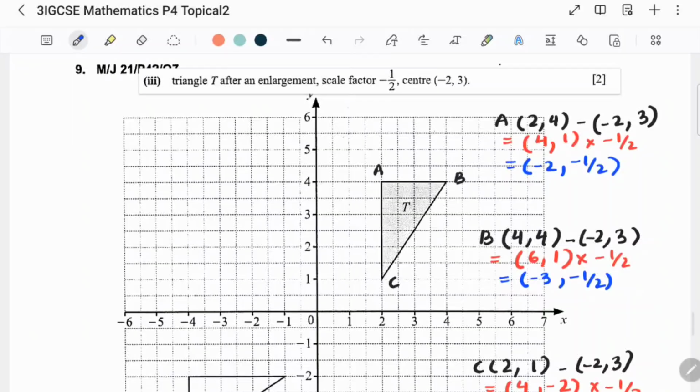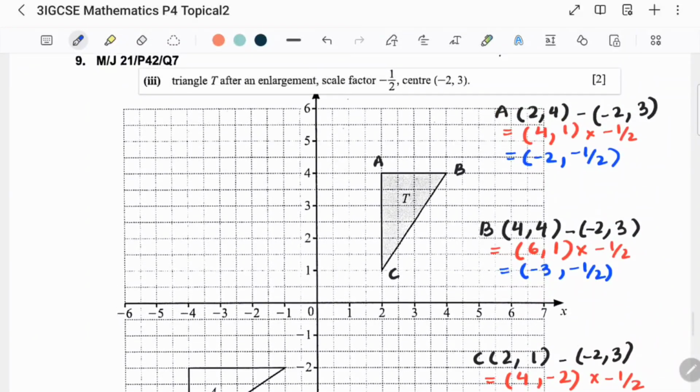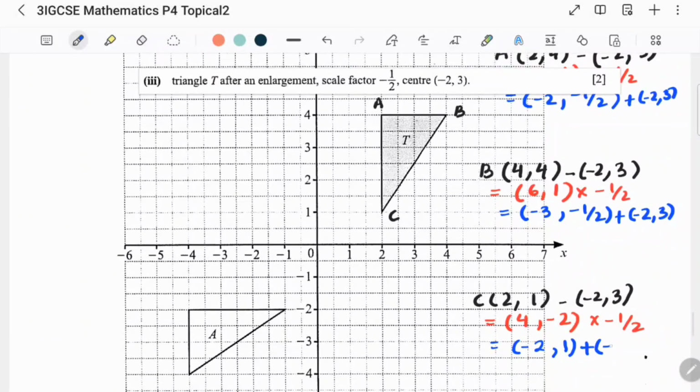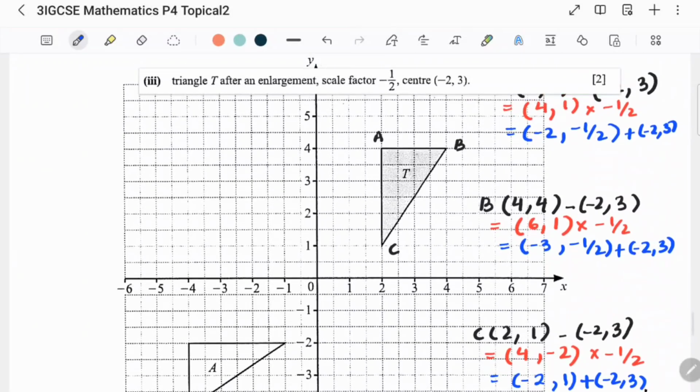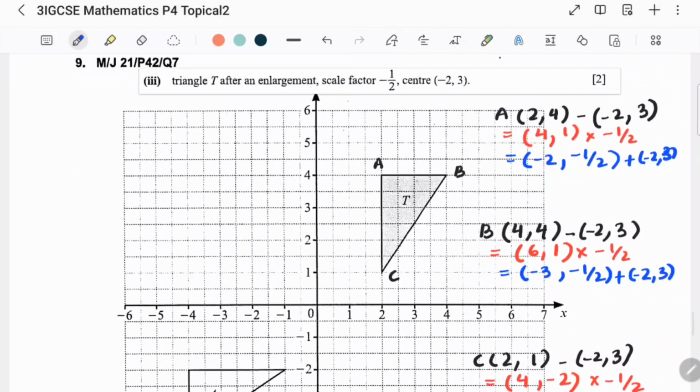Subtract the center, multiply with the scale factor, now add the center. What is your center? Your center is minus 2, 3. So plus minus 2, 3, plus minus 2, 3, and the last one plus minus 2, 3. So what is your answer? We are going to add it. Minus 2 will become minus 4, and then minus half plus 3, it means you're just subtracting 0.5 from 3, so that is 2.5. So this is your A prime.